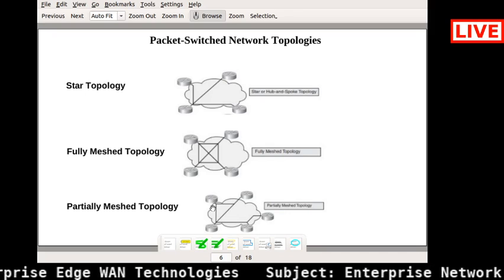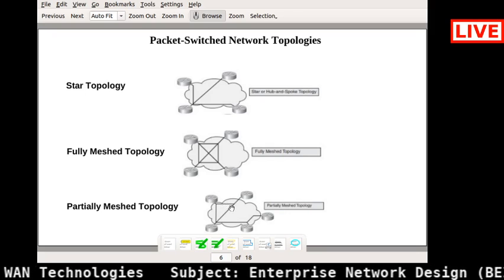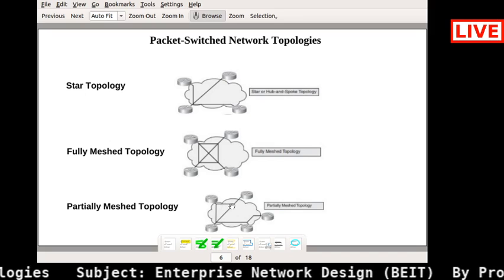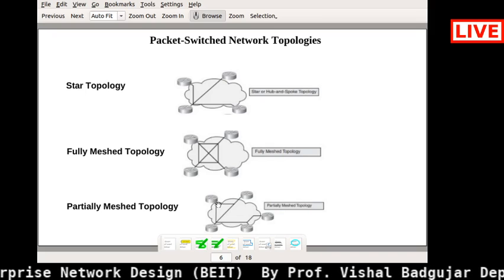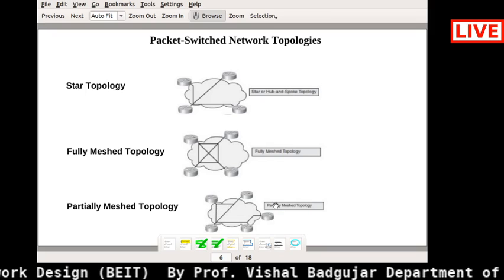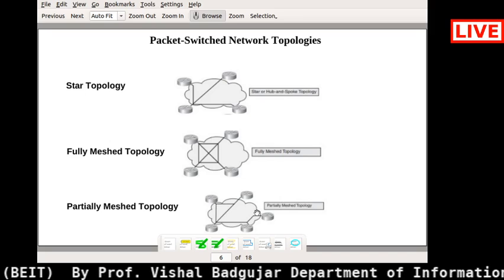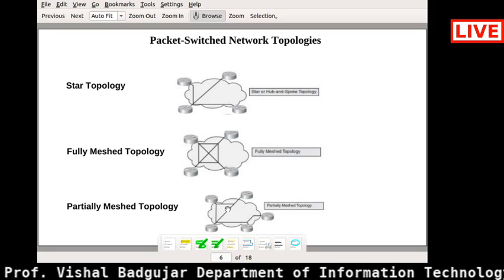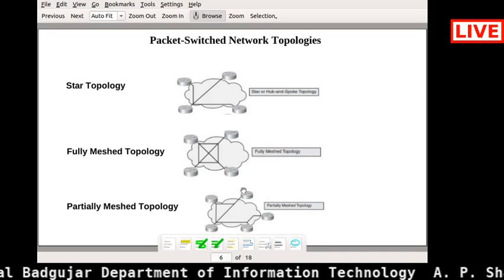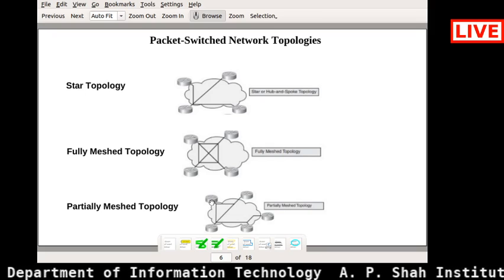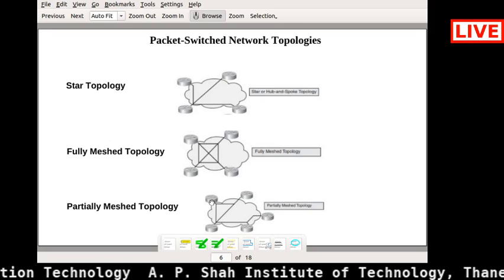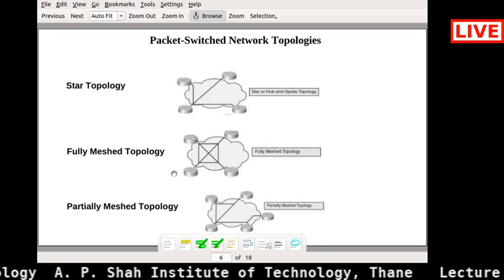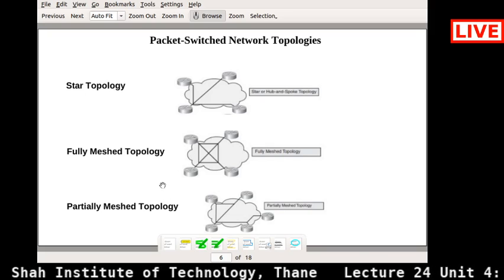So this partially meshed approach which we are going to provide is the best balance for these regional topologies. If you are talking about redundancy, in terms of your performance or your number of virtual circuits, this partially meshed topology is the best if we consider packet switch network topologies. So these are some network topologies with respect to the packet switch.